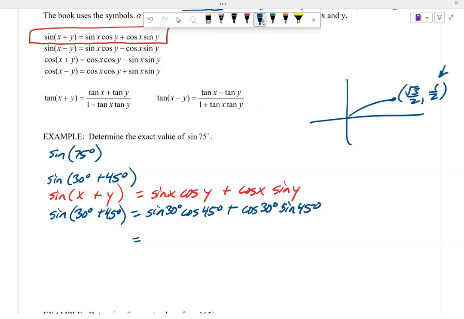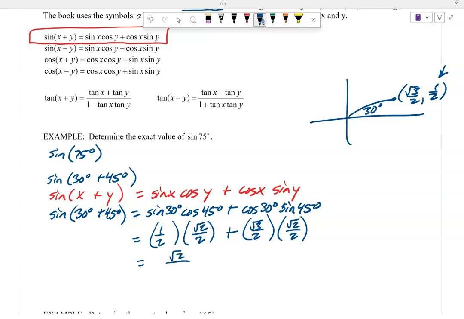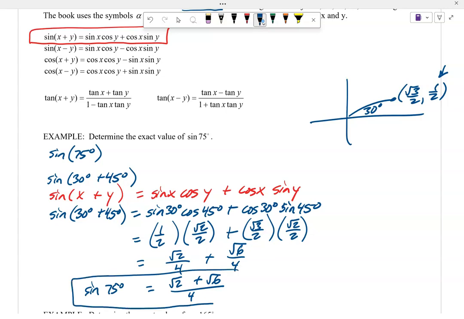And then we just look on our unit circle and we're like, oh yeah, 30 degrees, our sine, there's a half. Now I look at 45 degrees, my cosine, the x value there, square root of 2 over 2. Then I find the cosine of 30 degrees, the x value there. And then I find the sine of 45 degrees on my unit circle, which is the y value of 45 degrees. And then we multiply numerator times numerator. So 1 times root 2 is root 2, 2 times 2 is 4. It looks like we got root 2 plus root 6 all over 4. So we found the exact value of the sine of 75 degrees.